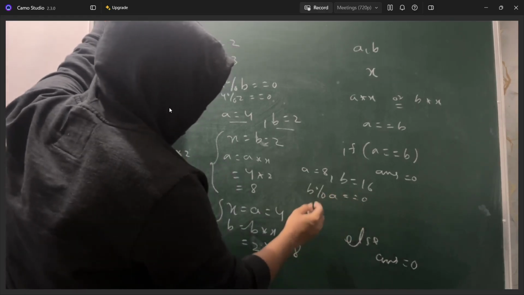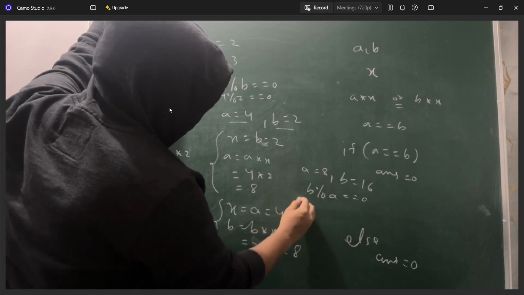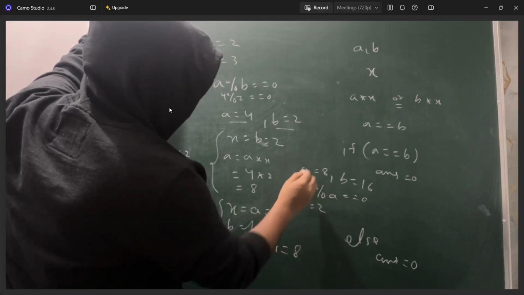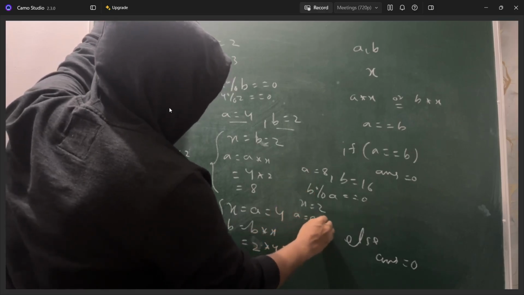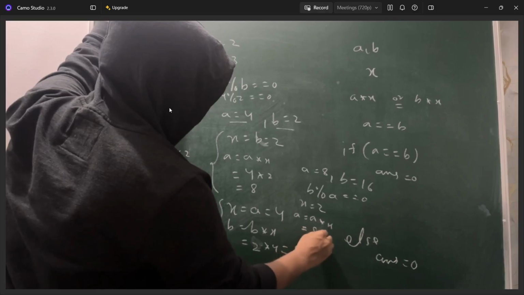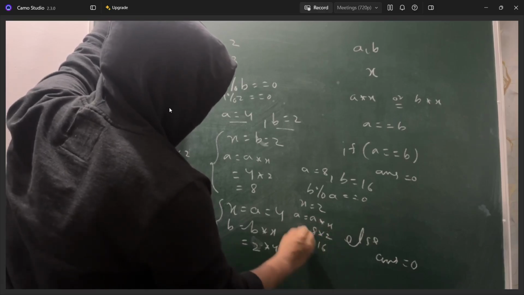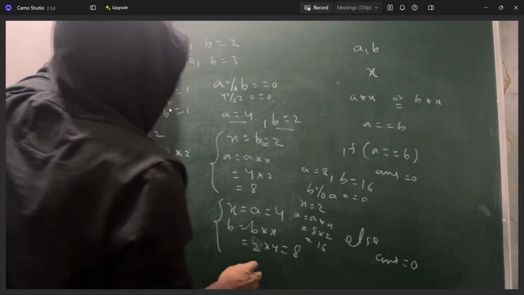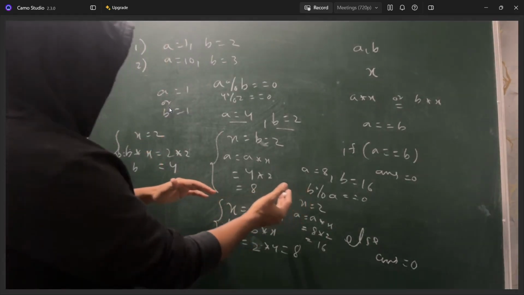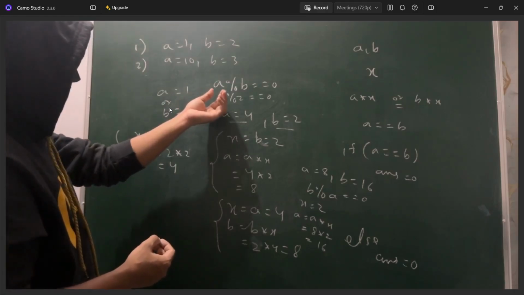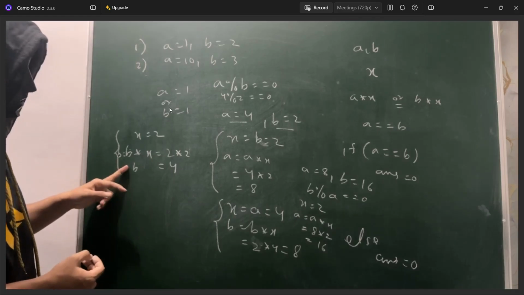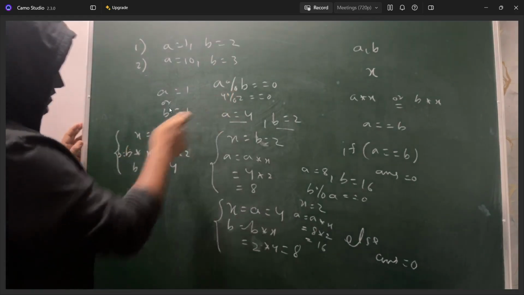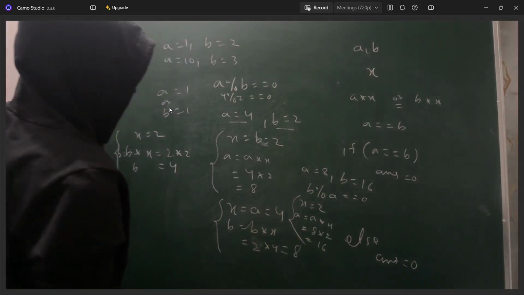If that is the case, what you can do is take x equal to 2 and multiply a by x. Your a will be 8 and x is 2, so 16. Both a and b are equal. So in the generalized way, whenever a modulo b is equal to 0 or b modulo a is equal to 0, in that case you will be doing only one operation. So as you can see, you will be doing only one operation, right?